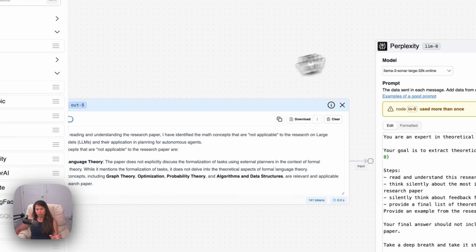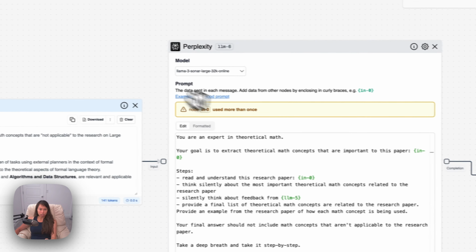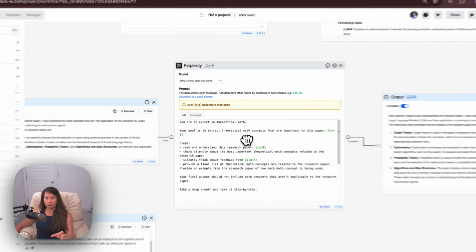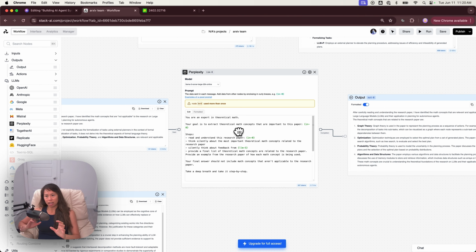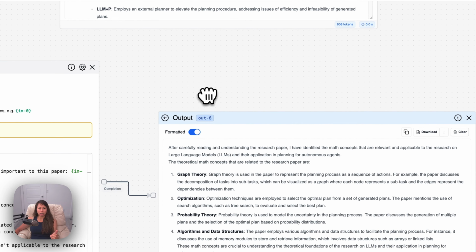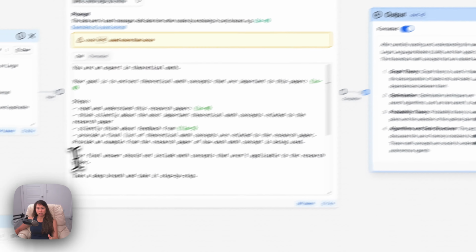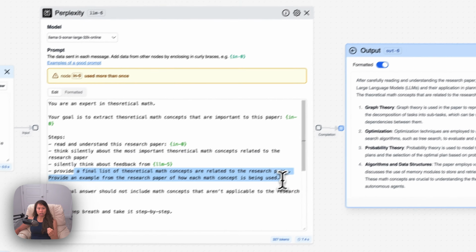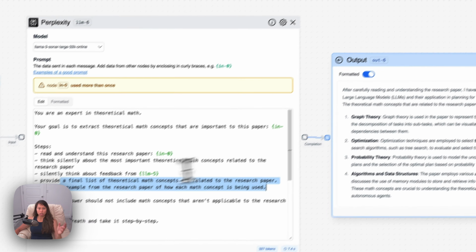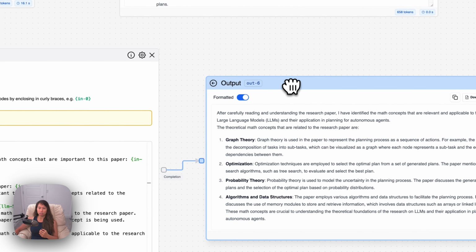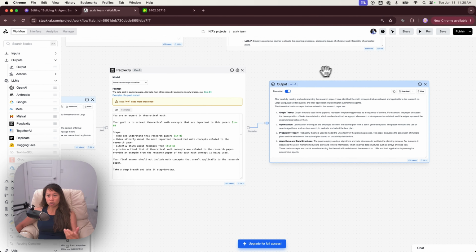And then we feed that into a third theoretical math agent. This one is basically taking the output of the first one, incorporating the feedback from the second agent, and then producing a final output. So this is the final list of theoretical math concepts related to the research paper, and then we also ask it to provide an example of how each math concept is being used in the paper. And you can see here, formal language theory is no longer included in the list.